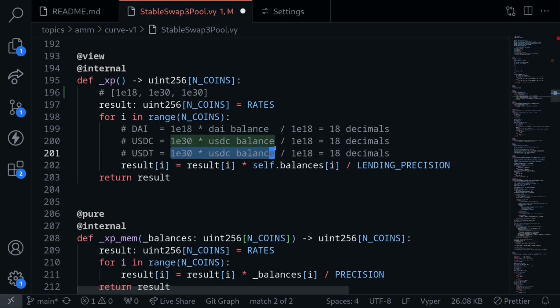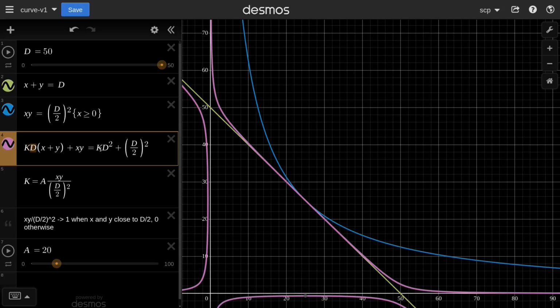So this multiplication will result in 36 decimals divided by 18, and we get 18 decimals. So in summary, what this function does is it takes the token balances and then normalizes all the token balances to have 18 decimals. The variable D that you see over here, and over here inside Curve V1's equation, determines the liquidity of the AMM.